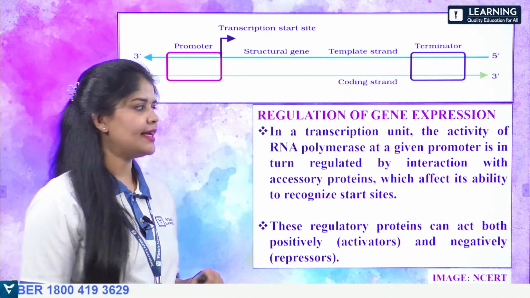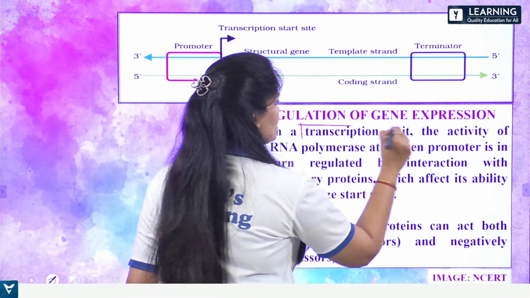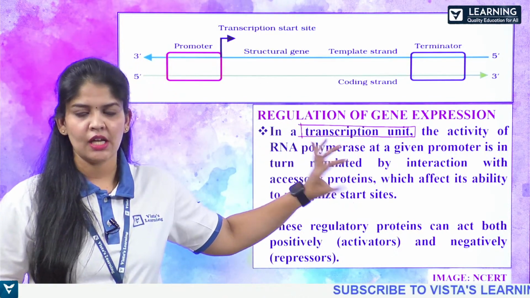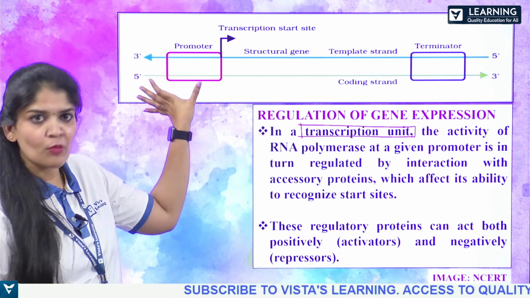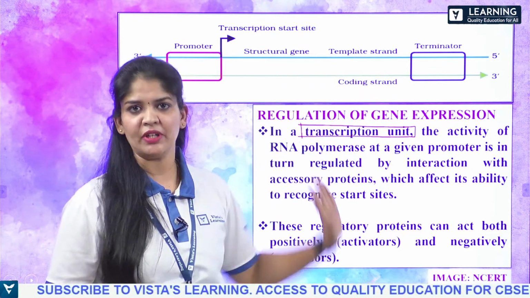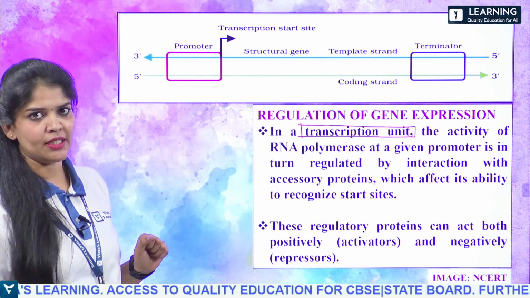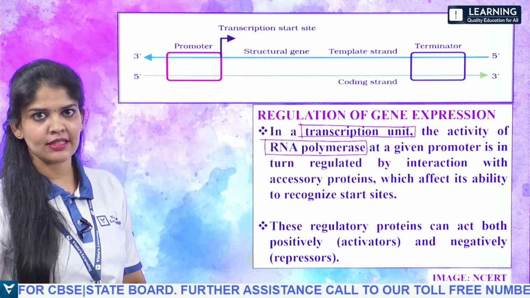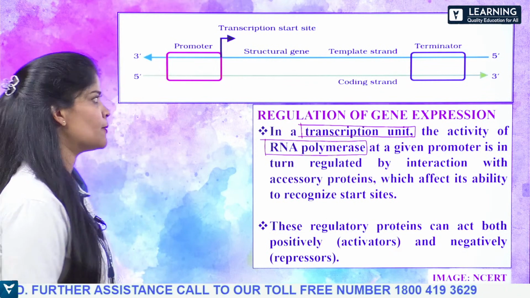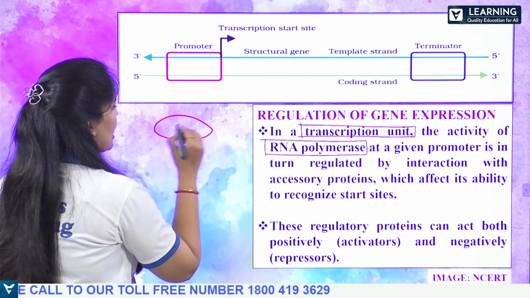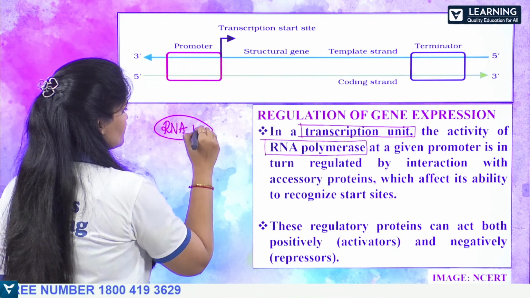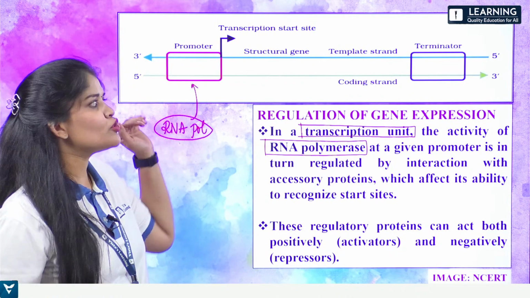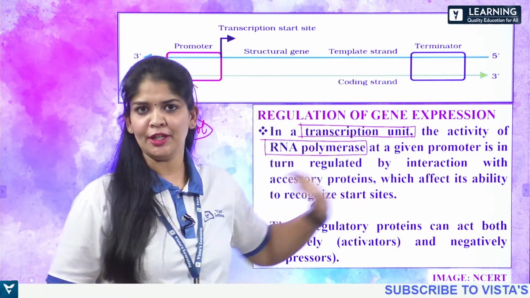Now, while we were discussing the transcription process, we mentioned the transcription unit, where we have a promoter, structural genes, and a terminator, right? In a transcription unit, we know that the enzyme RNA polymerase will identify the promoter, and after that it is able to transcribe this DNA into mRNA.